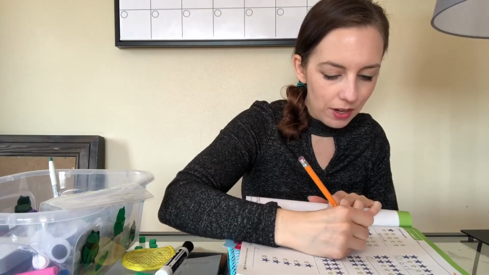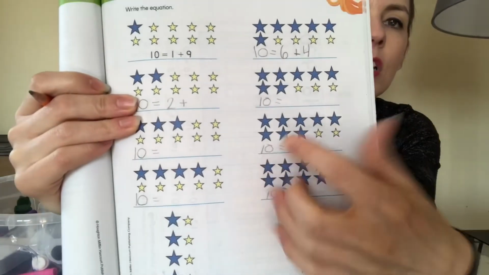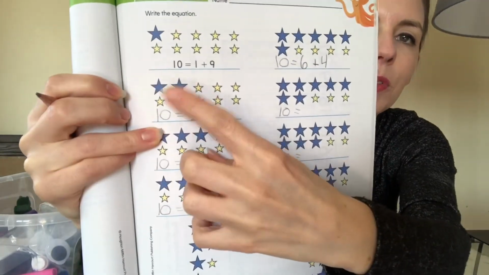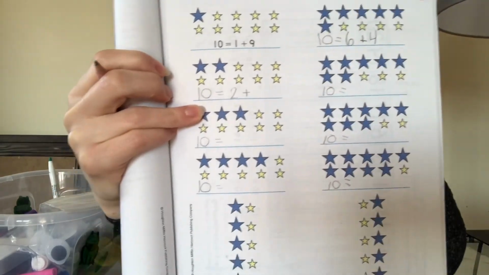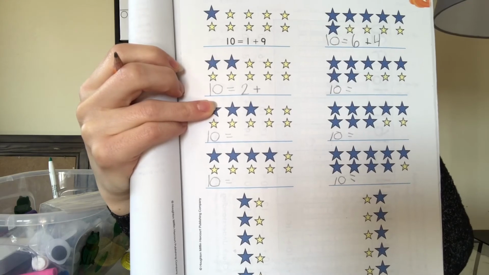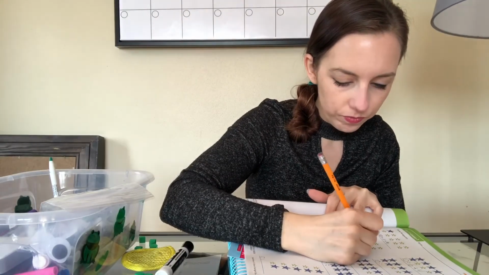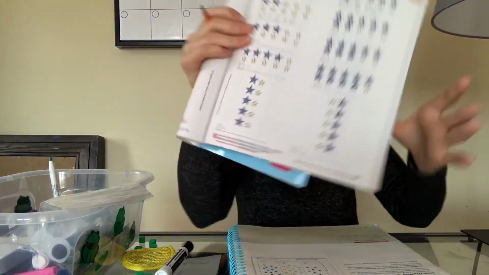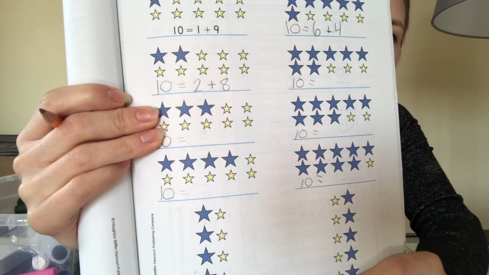Then once you write your number, make a plus sign, okay? So now we've counted the big blue stars. How many little yellow stars do we have? What number partner goes with 2? Count your yellow ones and write it next to your plus sign. You should have 10 equals 2 plus 8.